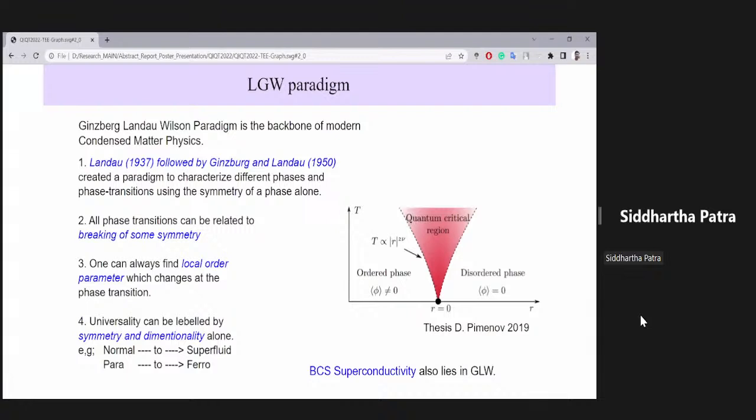It was understood that phases and phase transitions can be understood via the breaking of some symmetry, and each phase can be associated with some local order parameter. By tracking that local order parameter, you can track the phase transition. That was the idea. Some examples of phase transitions are the normal phase to superfluid transition, the paramagnetic to ferromagnetic transition, etc.